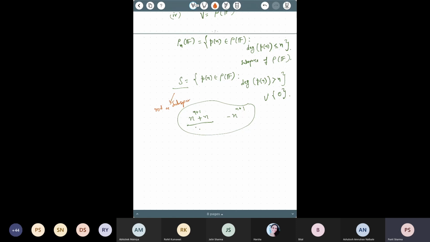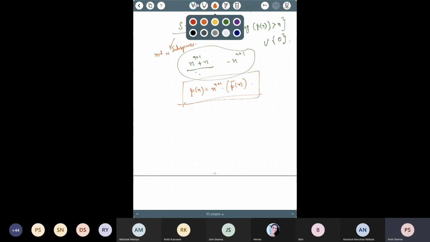But now what you are saying is that if all the elements of P are of this form, let's say P tilde x, generated by x^(n+1), with degree greater than n, then it makes a subspace. So whatever set you want to check whether it's a subspace or not, you just verify whether these two properties are satisfied or not. So this set is not a subspace, and you can verify this one. Okay, so let's move ahead again.